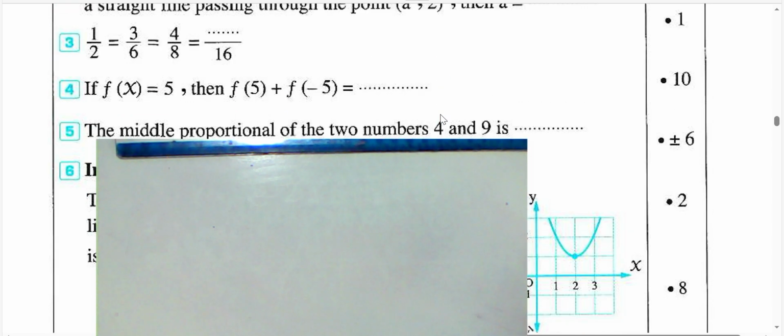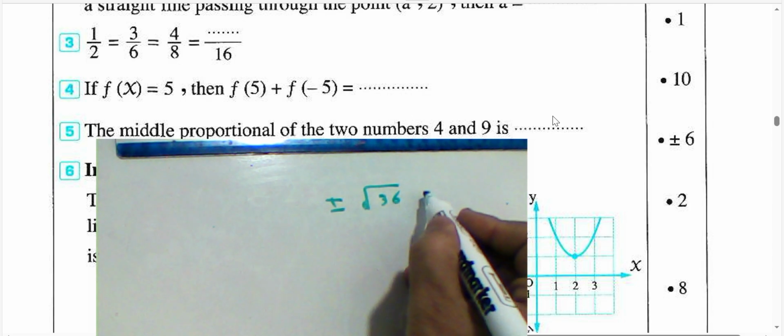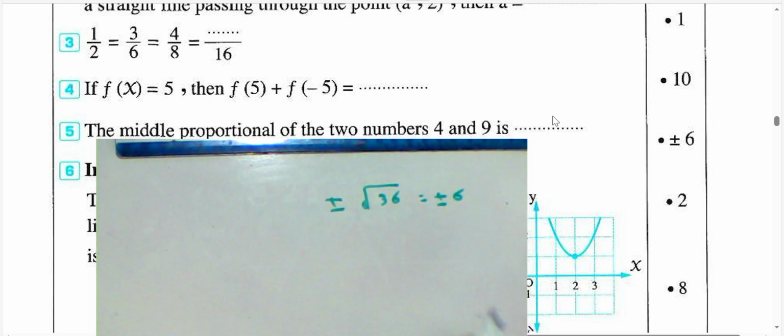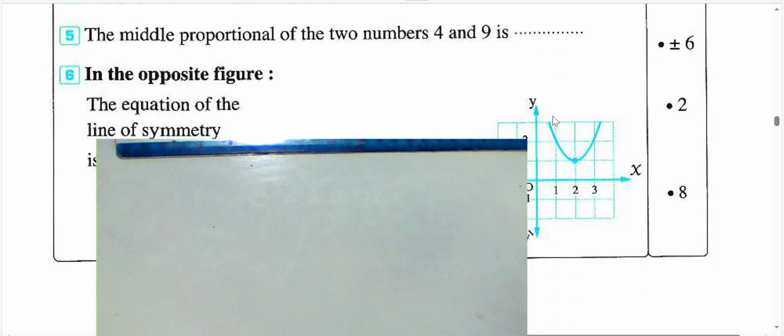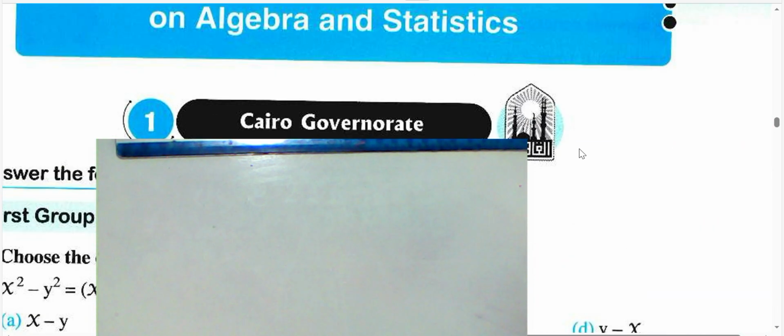Next question: the middle proportional of two numbers 4 and 9 equals positive or negative square root of 4 times 9, which is 36, so it will be positive or negative 6. The opposite figure: the equation of the line of symmetry, x equals 2 here. Okay, it's the last question.